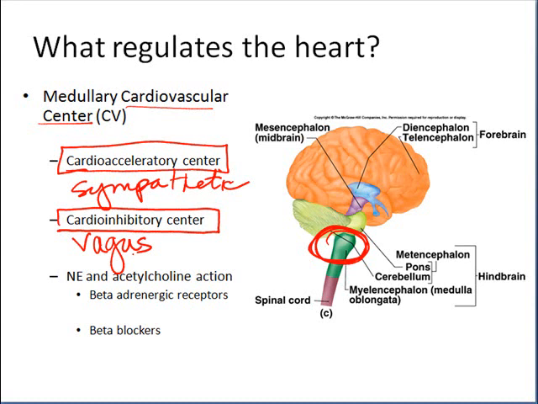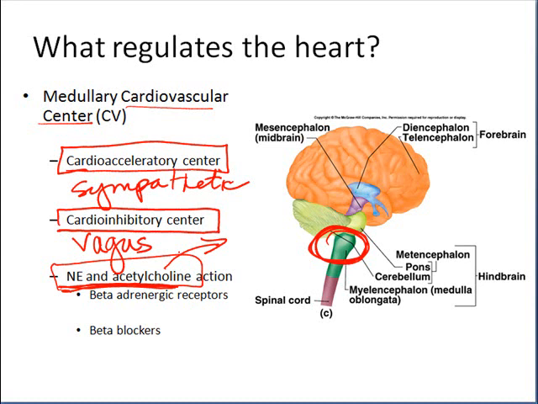Norepinephrine and acetylcholine's modes of action differ, obviously. Acetylcholine causes a slowdown of the heart. It does that by opening potassium channels, by the way, if you're interested. So more potassium moves out of the cell, and so the cell hyperpolarizes.